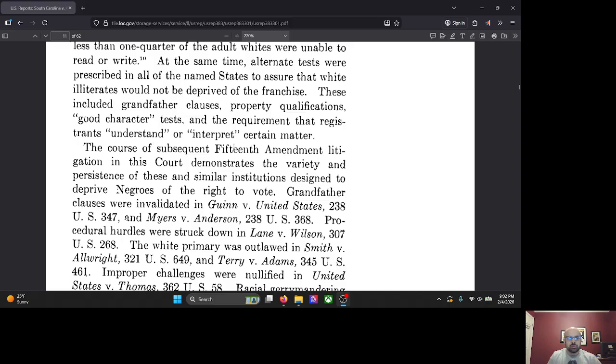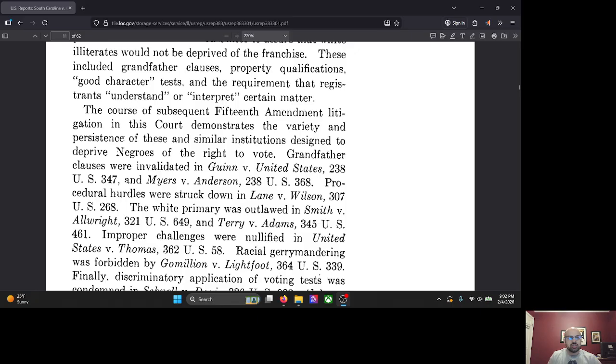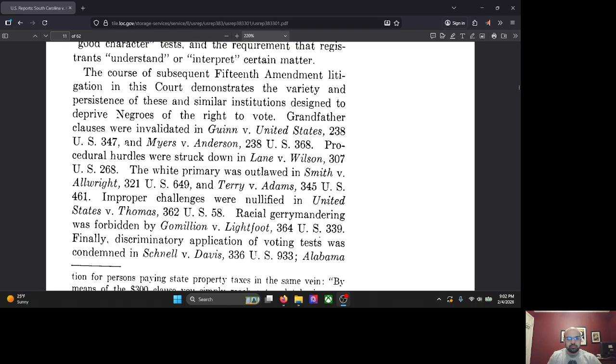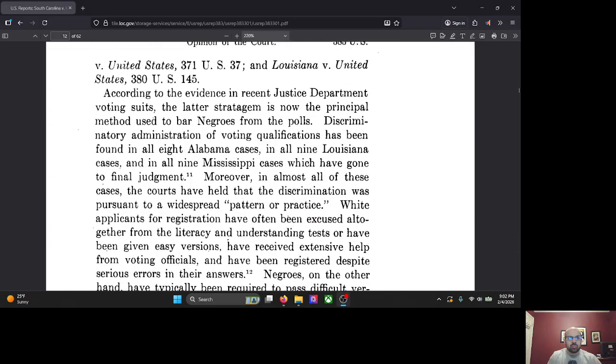These included grandfather clauses, property qualifications, good character tests, and the requirement that registrants understand or interpret certain matter. The course of subsequent 15th Amendment litigation in this court demonstrates the variety and persistence of these and similar institutions designed to deprive African Americans of the right to vote. According to the evidence in recent Justice Department voting suits, the latter stratagem is now the principal method used to bar African Americans from the polls.